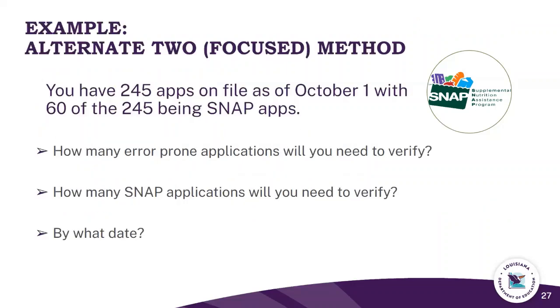If we look at an example of the alternate 2 method, you have 245 apps on file as of October 1st, with 60 of the 245 being SNAP applications. How many error-prone applications do you need to verify? How many SNAP applications do you need to verify? And by what date?